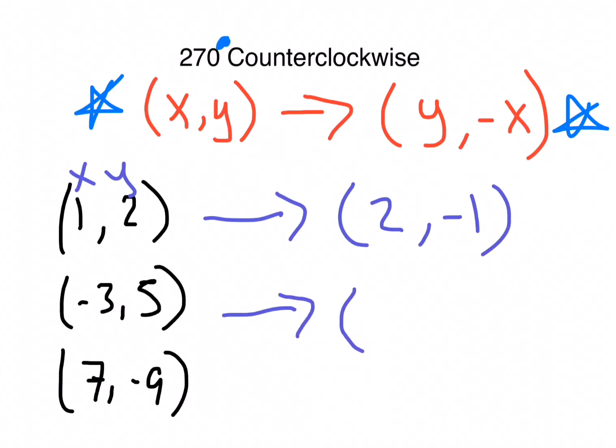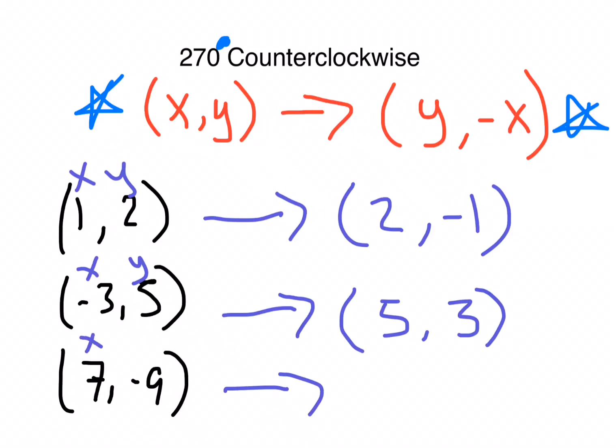Negative 3 and 5 is going to become, or this is x and this is y. Y is going to be 5. And my negative 3 is going to become a positive 3, because a negative and that negative is going to become positive. And my (7, 9) is going to become (negative 9, negative 7).